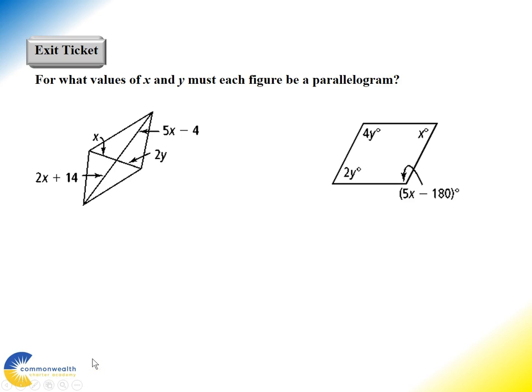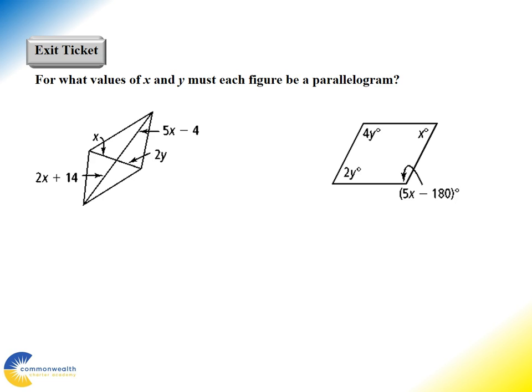So for these existential questions here, in both of these cases, you wanted to find out what the values of x and y are for each of these figures in order for the shape you see there to be a parallelogram. In the first example here, you're given these measurements that constitute parts of the diagonals. And then we know in a parallelogram, if it is a parallelogram, those diagonals have to bisect one another.